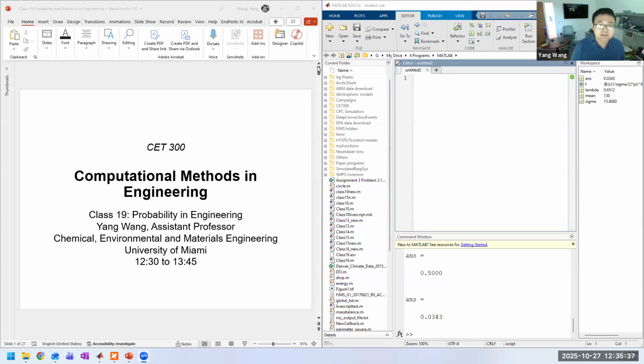Hello, everyone. So this class, we're going to continue with our computational methods in engineering. And specifically, we're going to jump into a new section of this class, which is talking about the probability in engineering. So we're going to learn about different probability functions and also how we apply the idea of probability when we're evaluating different environmental systems.